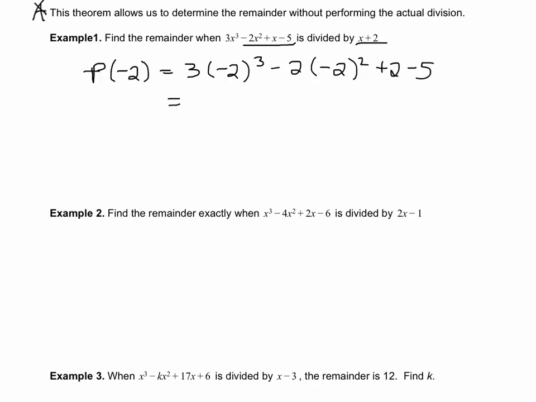Negative 2 cubed is negative 8 times 3, which gives us negative 24. Negative 2 times negative 2 squared: negative 2 squared is 4, times negative 2 is negative 8. And then we've got, this should be a negative 2 here, so minus 2 minus 5. If we add these up, we get minus 39. If we were to do this long division, we would expect our remainder to be negative 39.